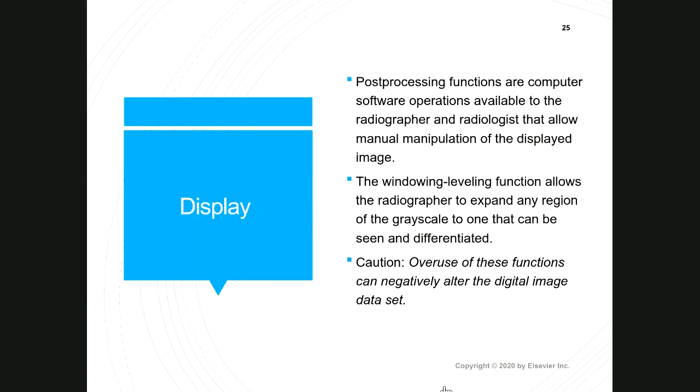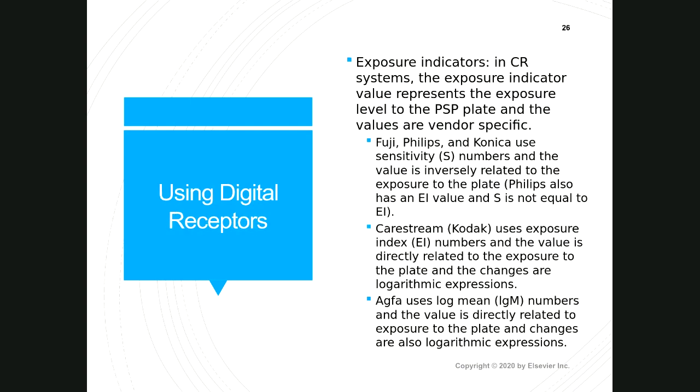All right, let's talk about the exposure that is given to the receptors and to the patient. So when we talk about the digital receptors, we have what's called exposure indicators. And in CR systems, computed radiography, the exposure indicator represents the exposure level to the PSP plate. So it's capturing how much radiation was received at the PSP plate inside the cassette.